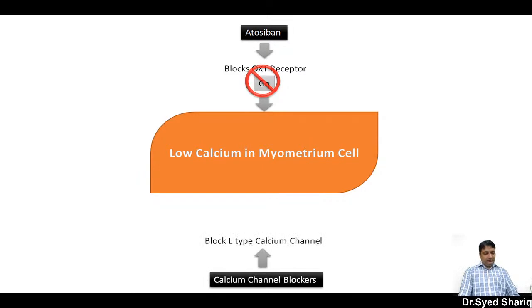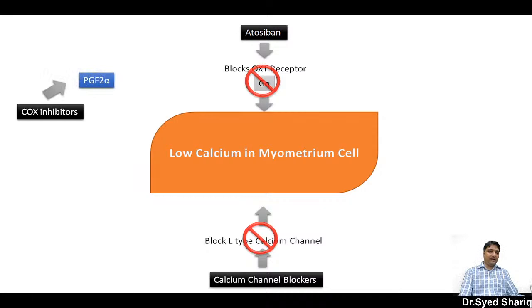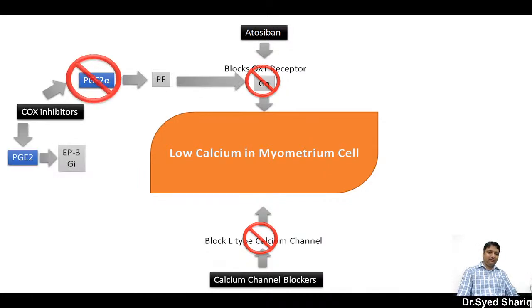Then we have calcium channel blockers. As the name suggests, they block the L-type calcium channels, and therefore they also decrease the calcium in the myometrium. Then we have COX inhibitors, which are basically prostaglandin inhibitors. We know that prostaglandin can cause contraction, acting through the Gq receptor, or they can also act through cyclic AMP. So COX inhibitors like indomethacin or diclofenac inhibit PGE2 and PGF2 alpha, thereby decreasing the calcium level in the myometrium.